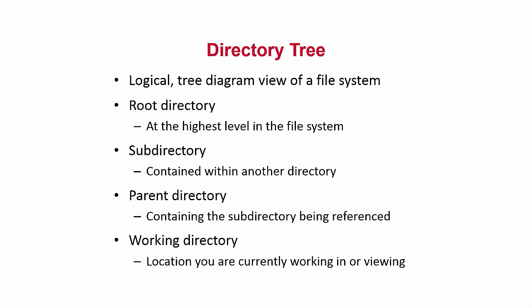A directory tree is a logical, tree diagram view of a file system. It involves 4 important concepts. The root directory is at the highest level in the file system. A subdirectory is contained within another directory. A parent directory contains the subdirectory being referenced. By definition, the root directory has no parent. And the working directory is the location on the file system that you are currently working in or viewing.